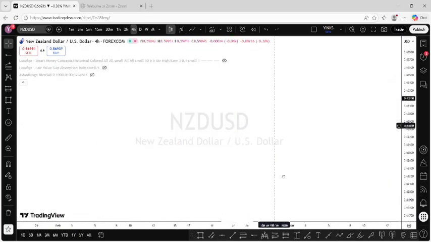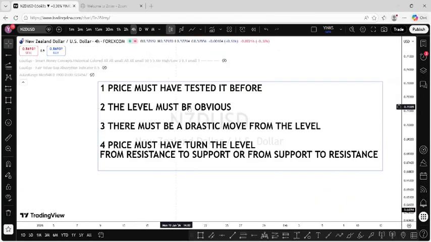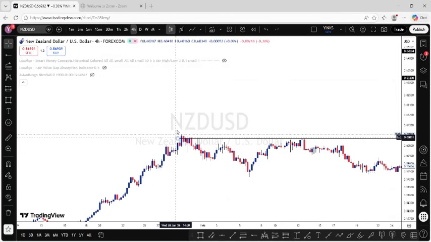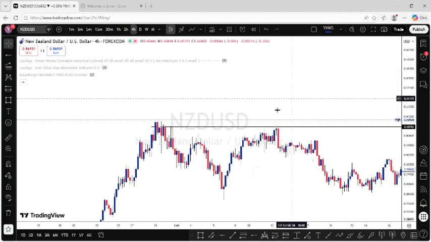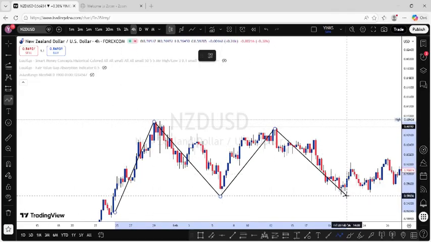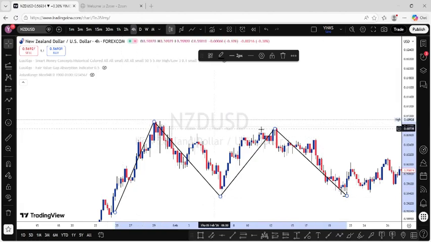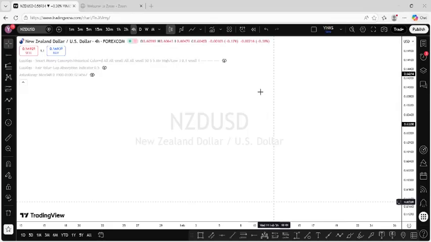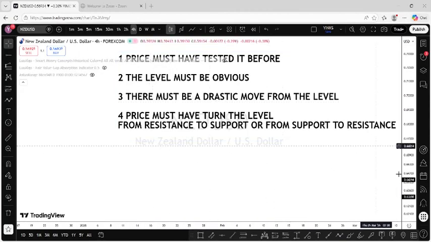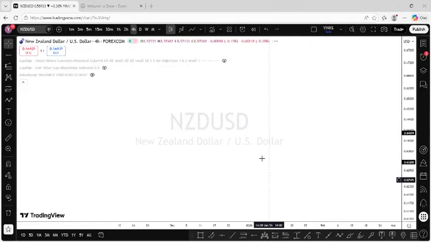Let's check another one again. Let's check criteria 2. The level must be obvious. Now, looking at this, is this level obvious? Clearly, yes. You can see price dropped all the way from there. You can see when price pushed higher to this point, you have a massive drop. Another push to this point, massive drop, which means you can see the level clearly that this is where what? A resistance level. Now, let's check criteria 3. There must be a drastic move from the level. Good, let's check it out.